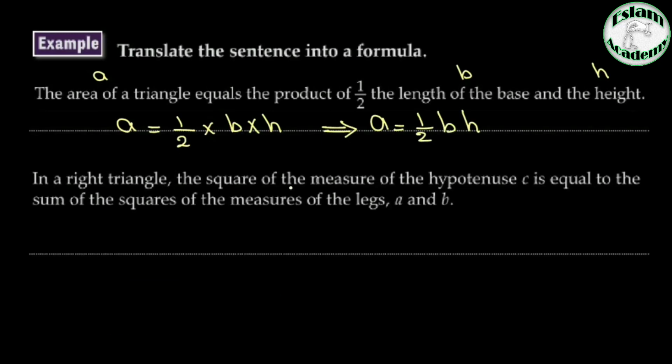In a right triangle, the square of the measure of the hypotenuse C equals the sum of the squares of the measures of the legs, which are A and B. For the first one, we have the square of the measure of the hypotenuse, so the square, which is C to the power 2. The sum of the squares of A and B, so the sum, which is plus, the squares of a and b, so it means a squared plus b squared.